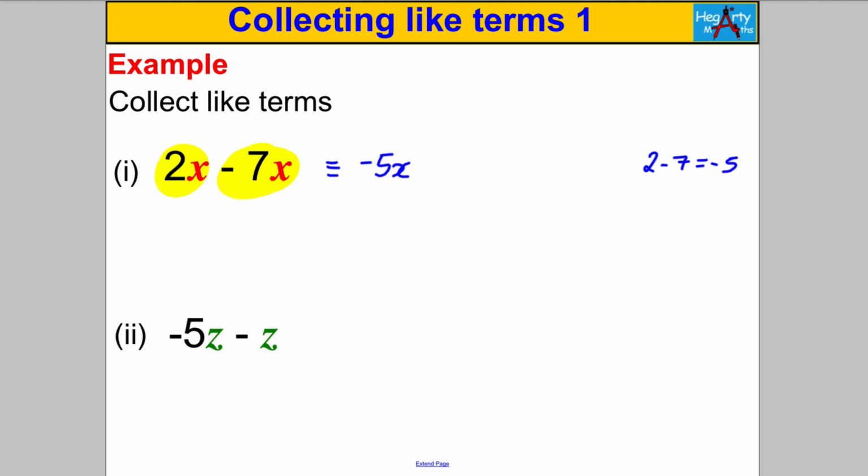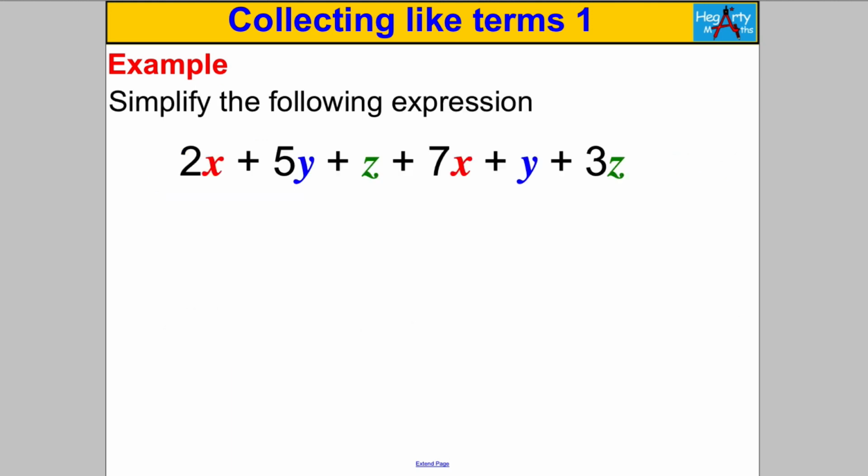And the one below, we're collecting z's here, so let's go. We've got -5z and we're taking off another z. If I said to you what's -5, take away 1, using your negative number work, you would know that's -6. So here this must be the same thing, therefore, as -6z. Simple as that. Okay, let's keep going. Please pause the video and try this one yourself.